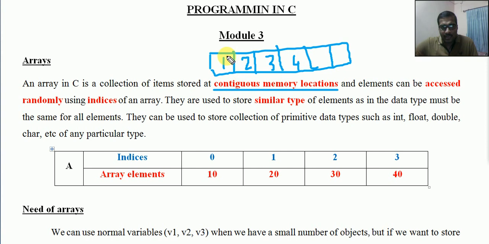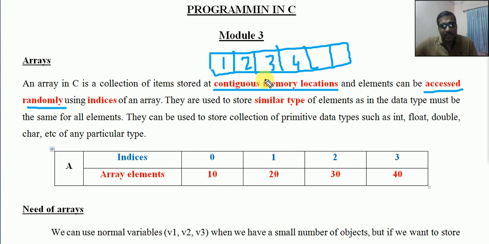Why is it contiguous? First element, then comes the next element. They are stored in nearby locations. After storing one, the next element is stored in the next location, and similarly the entire set of elements will be stored. That is the mechanism used for storing an array in C. Now it can be accessed randomly.